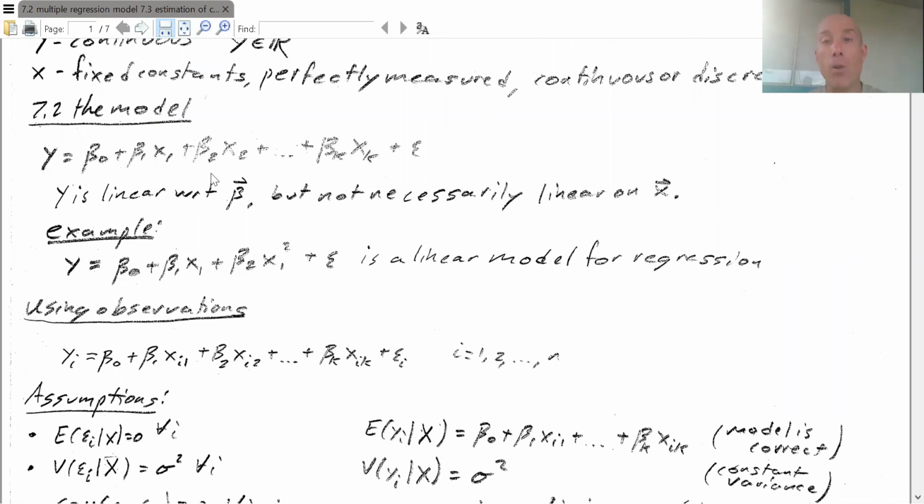This is the theoretical model that I believe to be correct. When I've got my observations, these are actually fixed constants in real life because I've observed what's going on. What I want to do is find the betas that give me the best fit possible for the data that I have. So I believe that there is an equation like this.